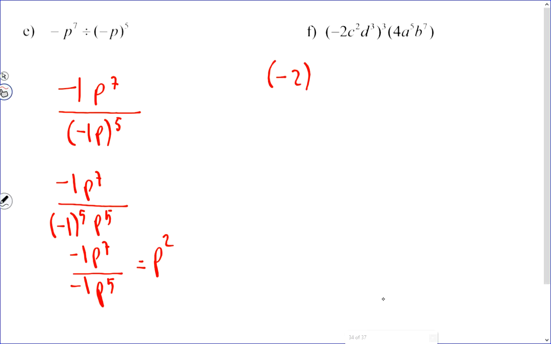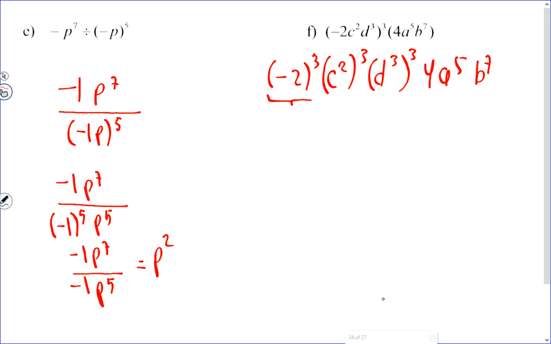Negative 2 raised to the 3 times c squared cubed times d cubed cubed times 4a to the 5 b to the 7. What's it going to give us? Well, this is negative 8 times the 4 over here is negative 32. Then we have an a to the 5. We have a b to the 7. We have a c to the 6 by multiplying exponents. And we have a d to the 9.